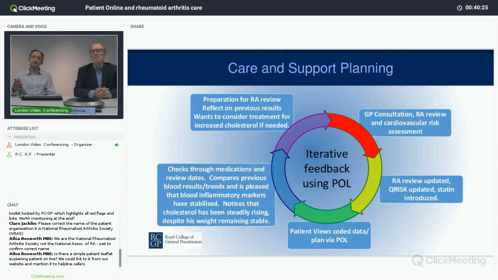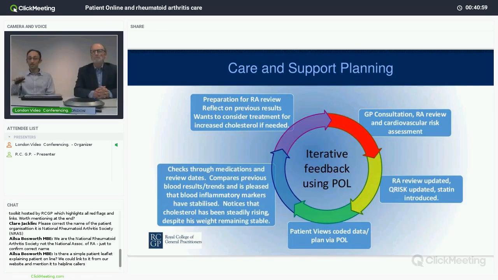In this case, let's pick a section. If we imagine the patient before their review, they've got their blood results, so they will typically start at the bottom there on the green section. They will look at their coded record via Patient Online. They'll see their previous cholesterol levels, their previous Q risks, etc. They'll see all their previous blood results.